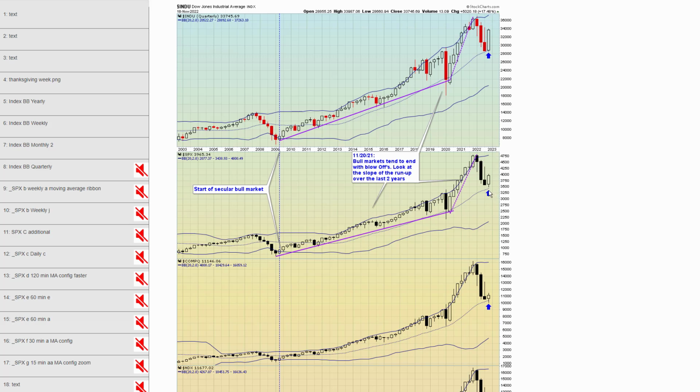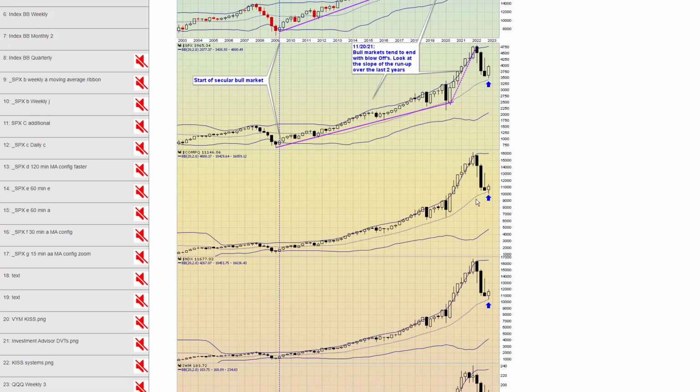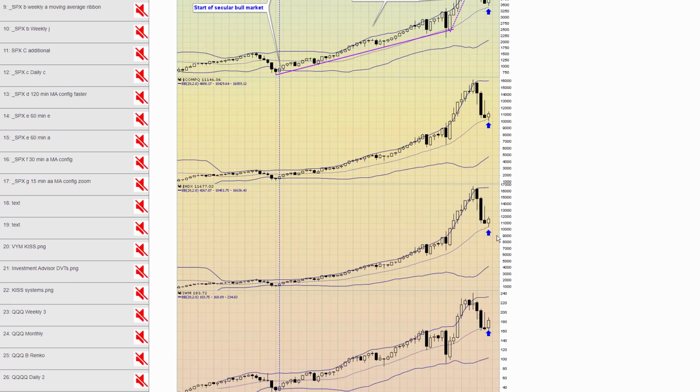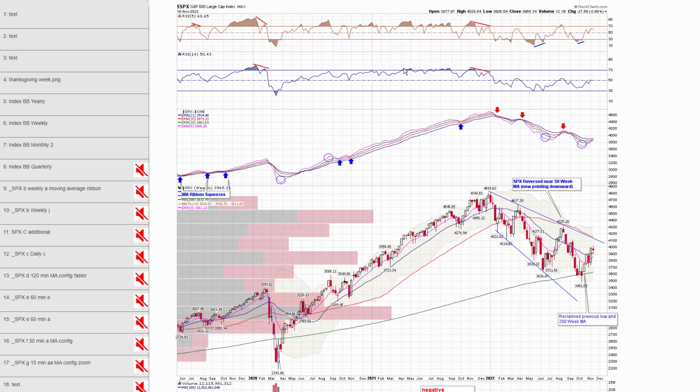S&P didn't quite tag it, but it got pretty close. Nasdaq tagged its, again, middle quarterly Bollinger Band, and same for the IWM small caps. So that was a logical area. You can see that middle Bollinger Band on these quarterlies has been an important long-term area, and for now we've bounced off of it. Next.